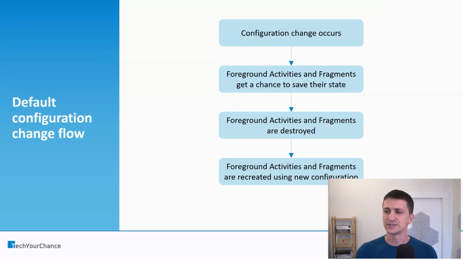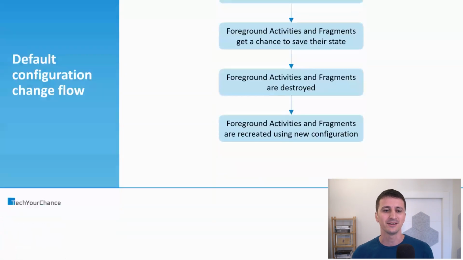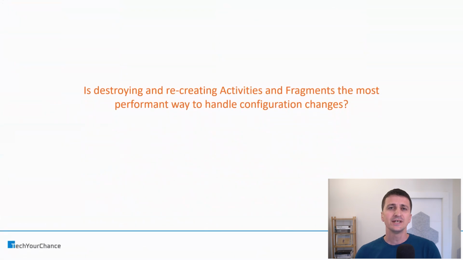And of course, ViewModels are exempt from this flow. They restore their state automatically, preserve their state automatically. So that's the default configuration change flow. But the default is not the only way to handle configuration changes. First of all, let's understand something. Let's ask this question: when config change occurs, Android destroys all foreground activities and fragments and then recreates them from scratch. Is this the most performant way to do that?